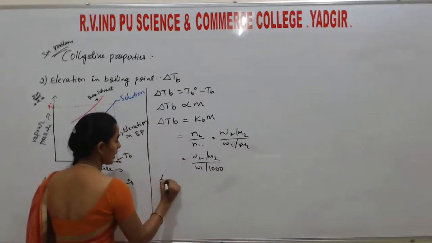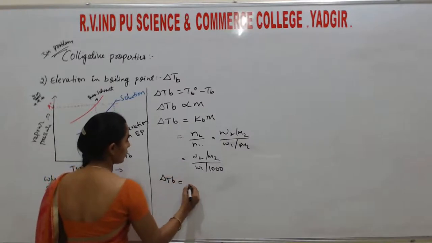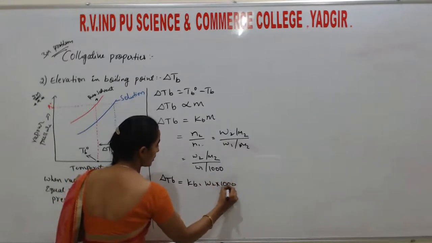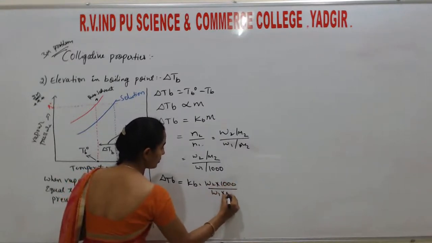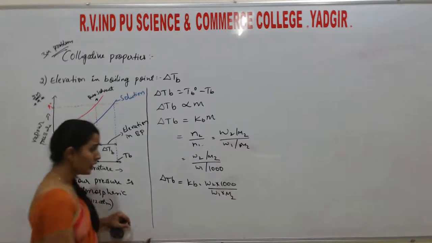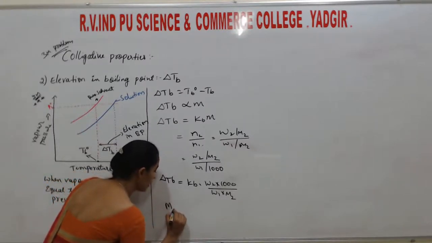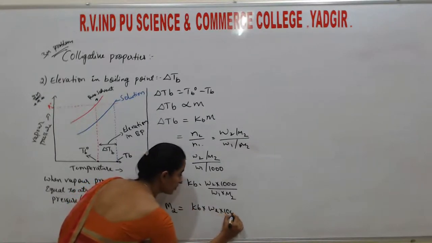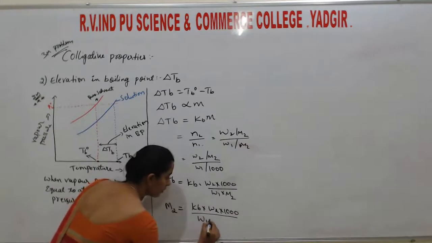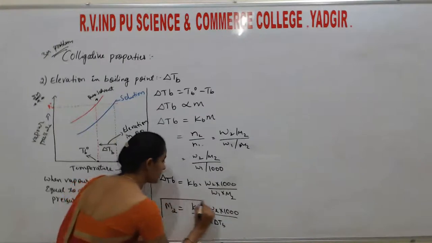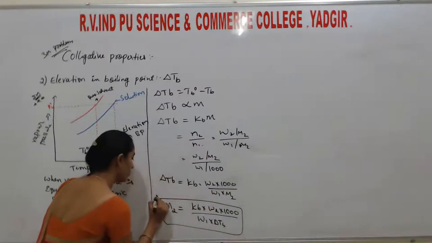So substitute this value here. Delta TB is equal to KB into W2 into 1000 divided by W1 into M2. So this is the formula to calculate delta TB. If you want the molecular mass, M2 is equal to KB into W2 into 1000 divided by W1 into delta TB. So this is a very, very important formula.